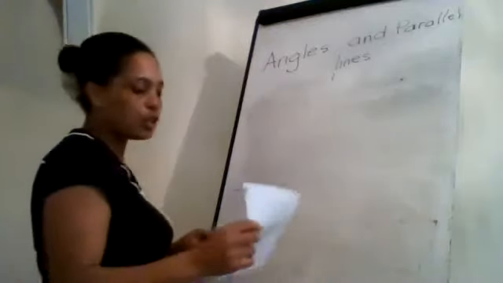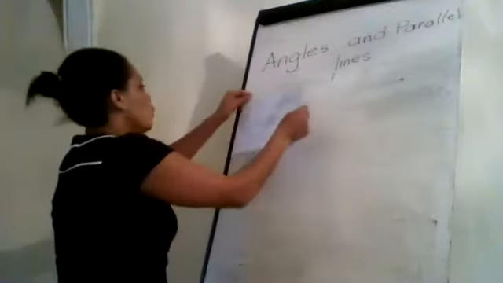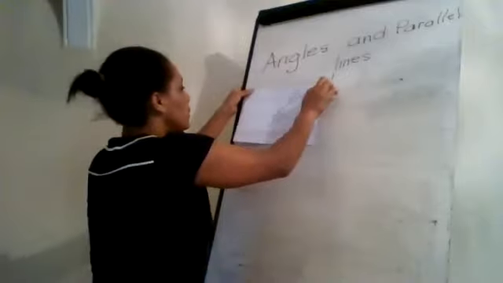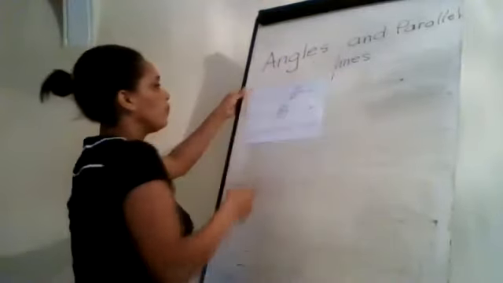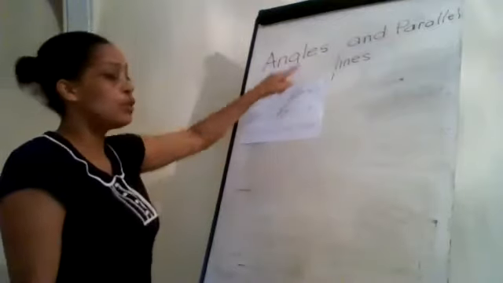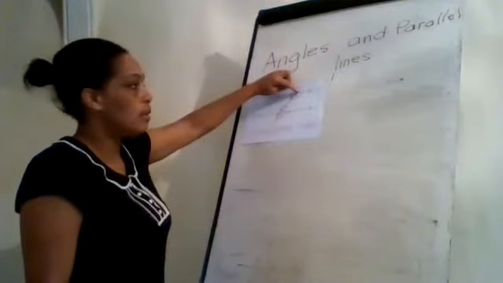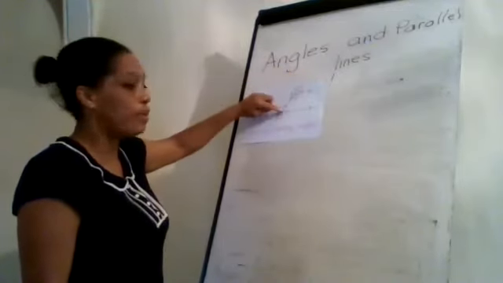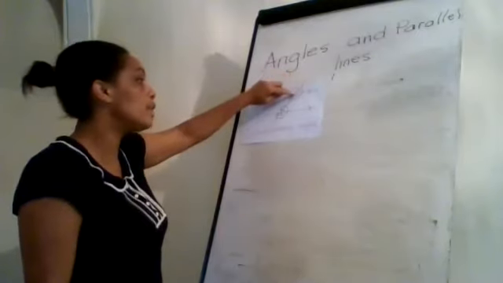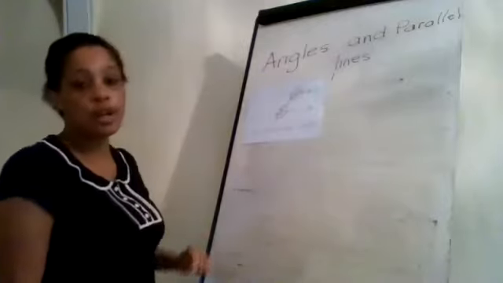Hello again, just a quick review on what we have done in this lesson. We've looked at corresponding angles, parallel lines, transversal. This angle is above the parallel line, that's above the parallel line. The angles are formed using the transversal and the parallel line. They're in the same position, they're corresponding.